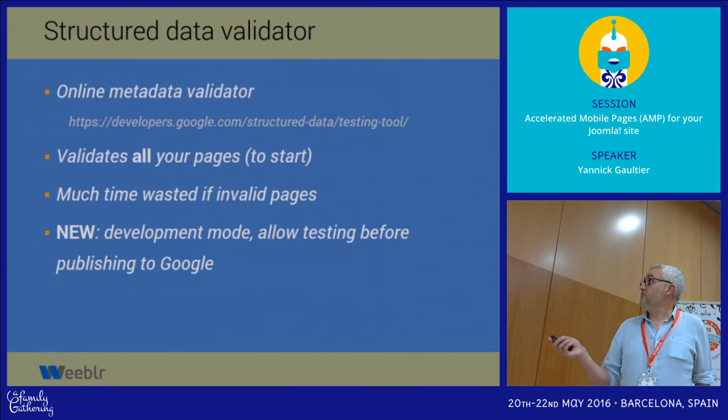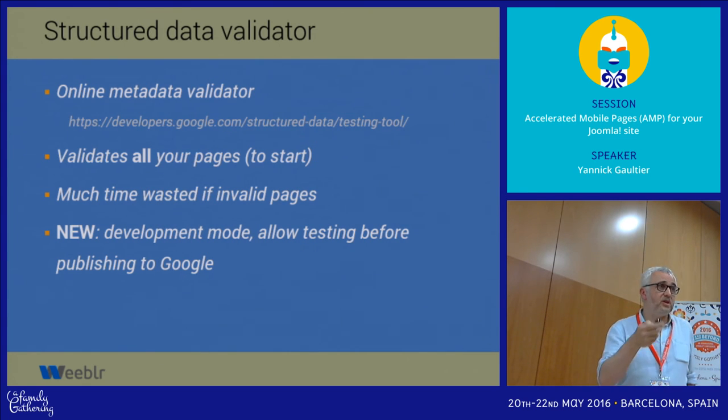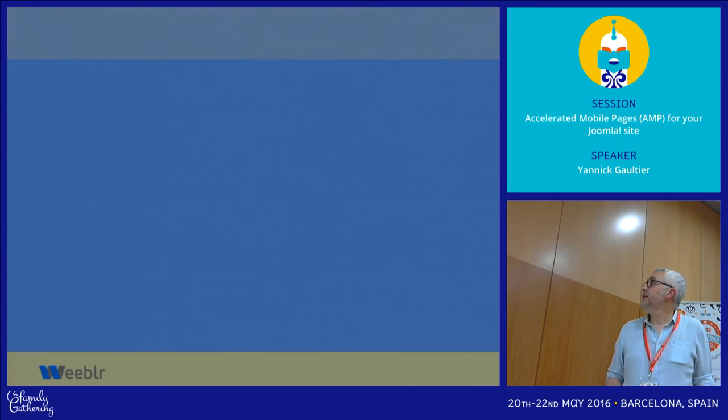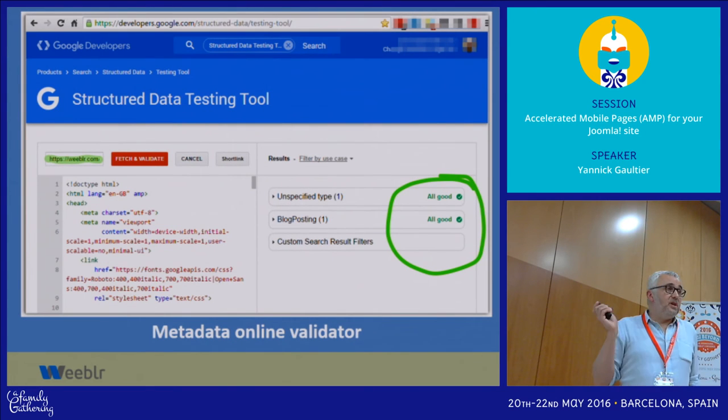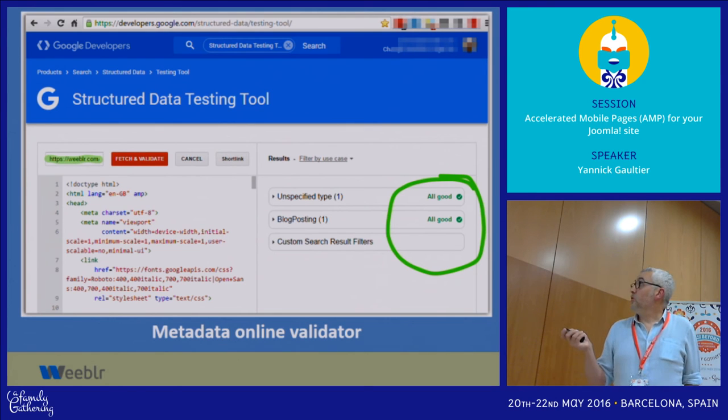So check first, which is why we actually added a development mode where we don't publish the pages. You can see them and they are there, but Google is not going to be informed of that. So that's probably where you want to start. This is a view of the structured data testing tool on a given page on our site, and this is what you're looking for: all green. It's normally pretty easy to achieve, but you actually have to check it.